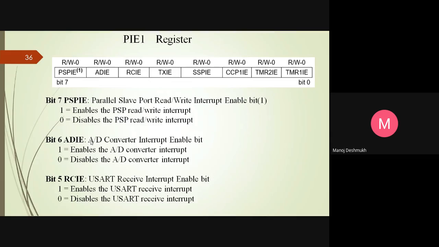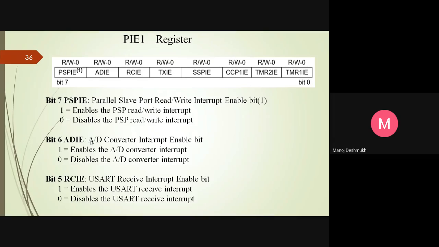Next, RCIE, RC for receive interrupt. Receive interrupt is enabled or receive interrupt is disabled. Here, receive interrupt is in the sense of serial communication, synchronous as well as asynchronous. So here we are able to detect the receive interrupt. If you want to detect the receive interrupt, you should make RCIE equal to 1. If you do not want to detect the receive interrupt, you should make RCIE equal to 0.